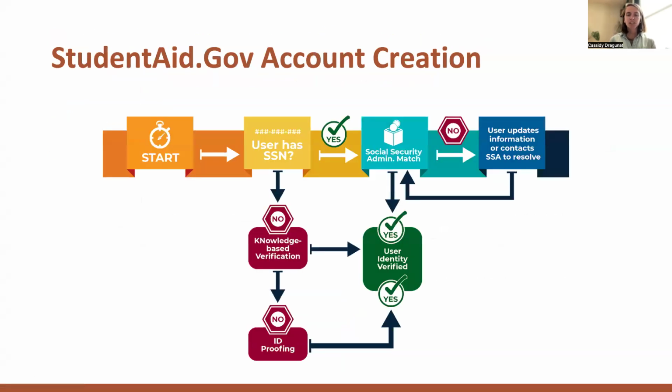Okay, so here's the StudentAid.Gov account creation process overview. We'll start going straight across the top row for users that have a Social Security number. If the answer to that is yes, they'll move on and enter their information, and the information will be checked against the Social Security Administration for a match. If there is not a match, the user will be able to update their information or contact the Social Security Administration to resolve the issue. In most cases, though, there is a match and they're able to have their identity verified automatically right away.